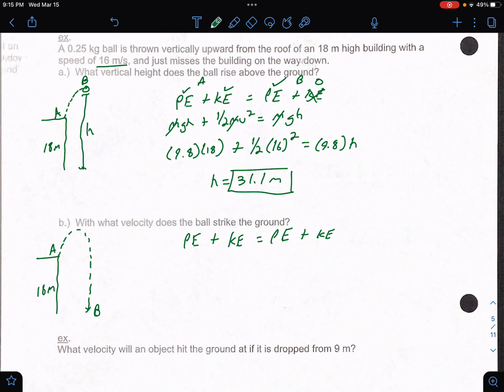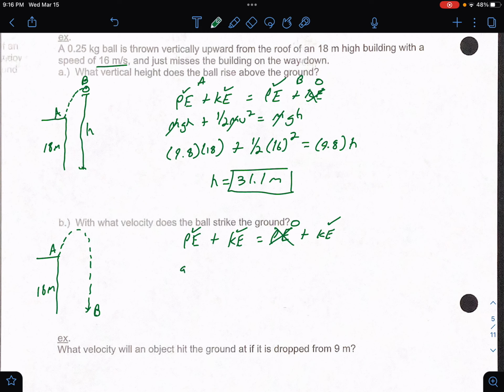Okay, so we've already established that at point A, it did have height and it did have velocity, so I could not mark off any of those, potential or kinetic. Now, when it hits the ground, it definitely has kinetic energy because it's hitting the ground with a velocity, hitting it with a force. But when you hit the ground, your height goes to 0, so potential energy is now 0. So you can just cross that one off. So we can go ahead and skip the whole crossing off mass part.